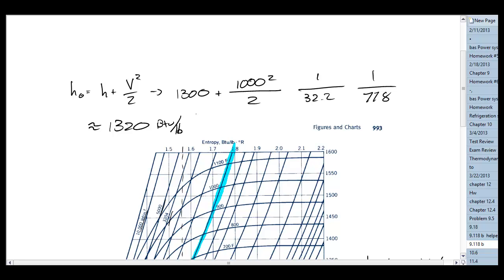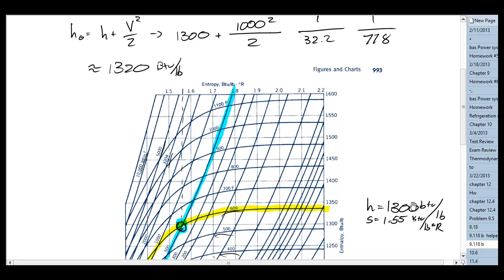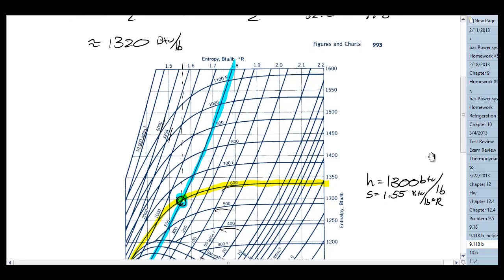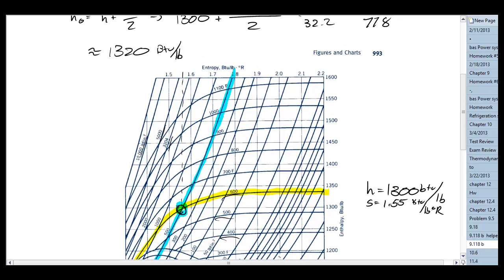Now again, this is not exact because it was requested that we use the chart rather than the other equations that can be used to find this. So now we want the stagnation temperature with our new stagnation enthalpy. We're going to go back to our chart and find the line that's around the 1320 BTUs per pound. So 1320 is right about halfway between the 1300 and the 1350, so right in this area. We'll just draw as straight across as possible on a tablet screen.